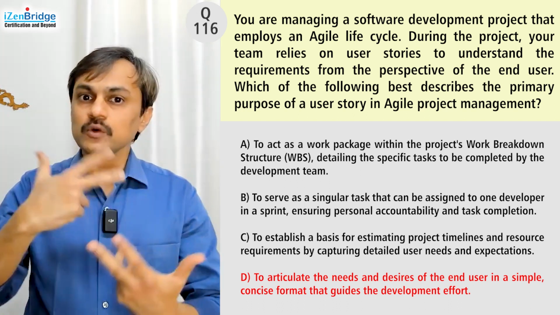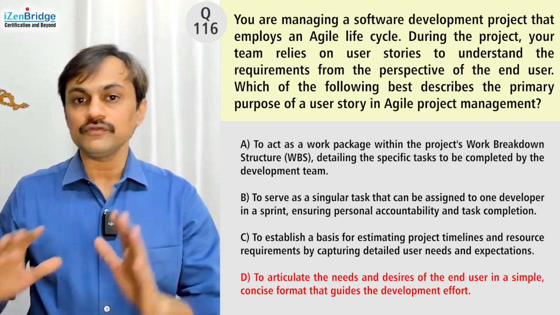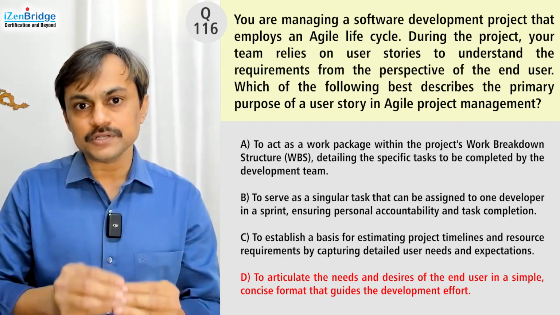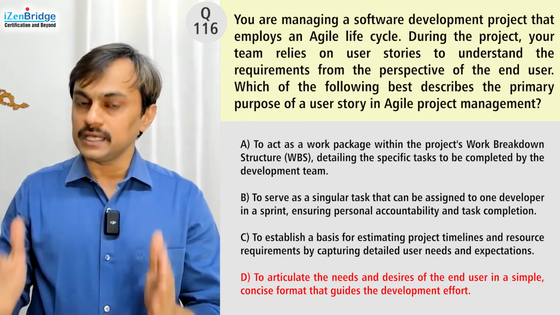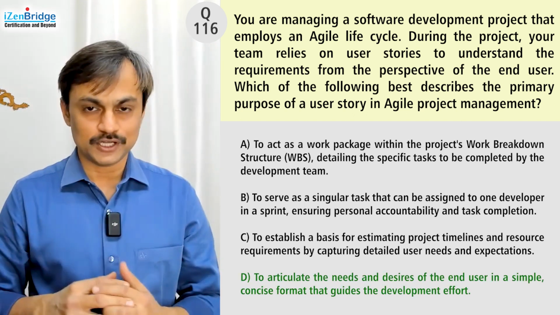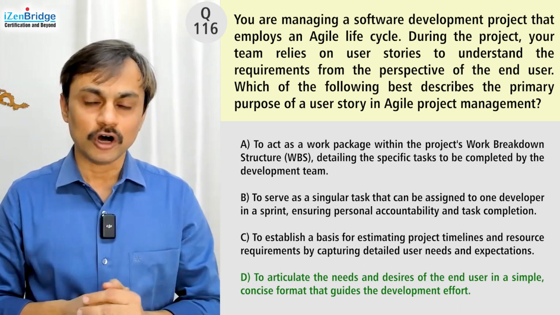The details of the requirement can be discussed in verbal communication and can be recorded in the form of acceptance criteria. It is basically meant for taking a small slice of requirement which we can develop in a given sprint collaboratively. So option D is the perfect explanation of a user story, looking at the total four options.